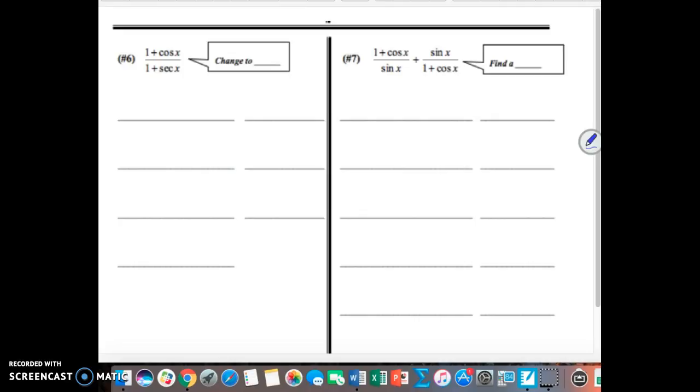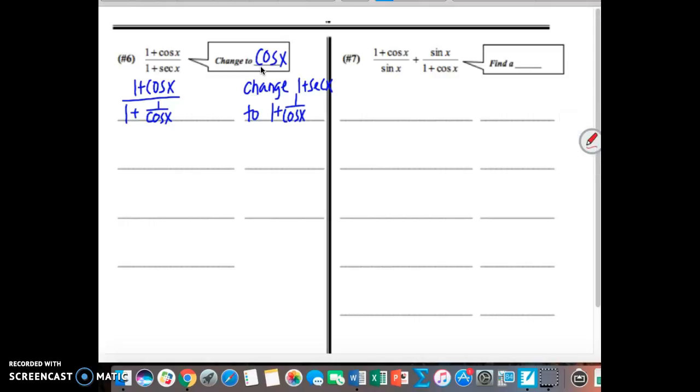So number 6, we have 1 plus cosine of x divided by 1 plus secant of x. We're going to try changing everything in terms of cosine of x. In the numerator, we will have 1 plus cosine of x divided by 1 plus 1 over cosine of x. And all we did here was change 1 plus secant of x to 1 plus 1 over cosine of x. So we used one of those reciprocal identities.